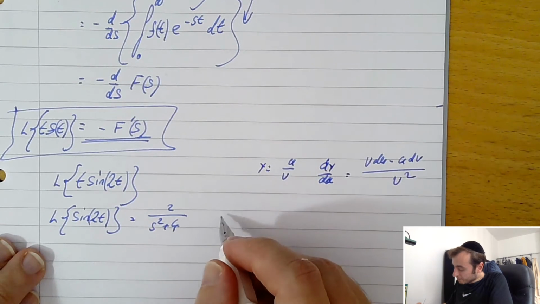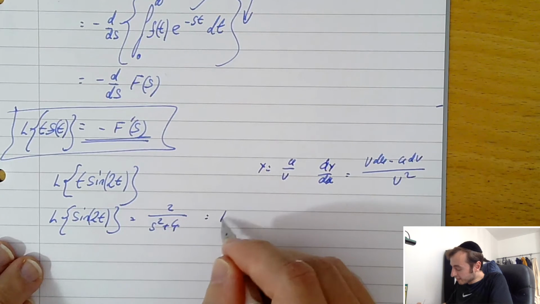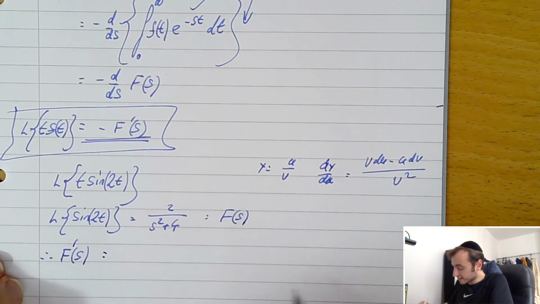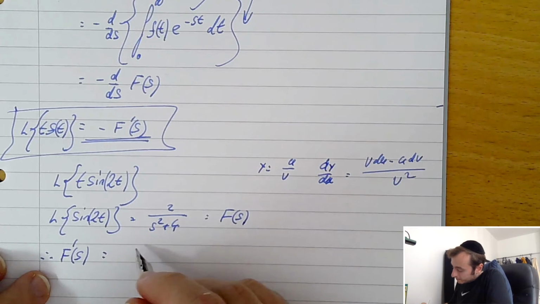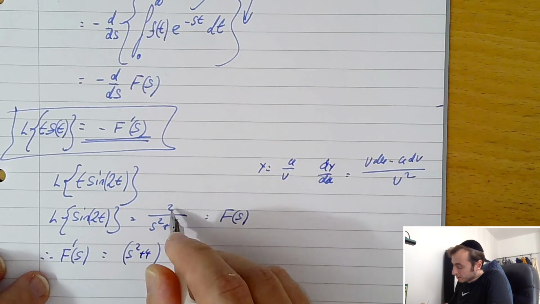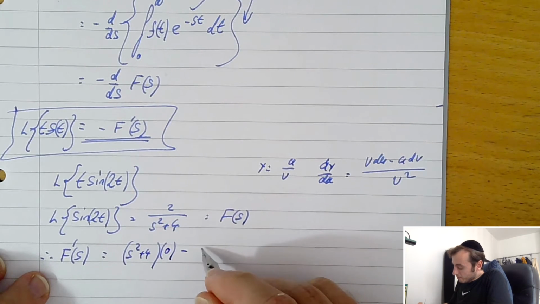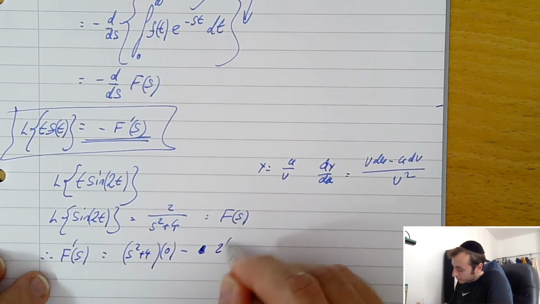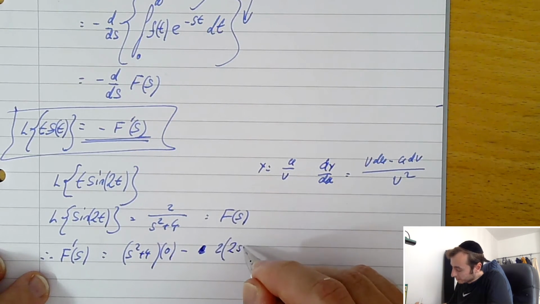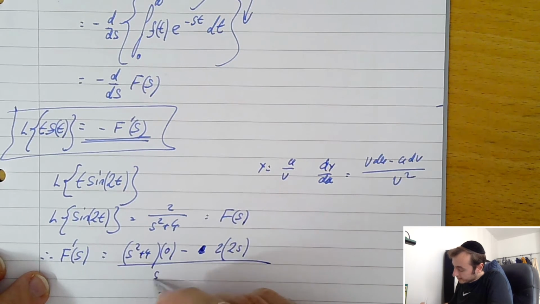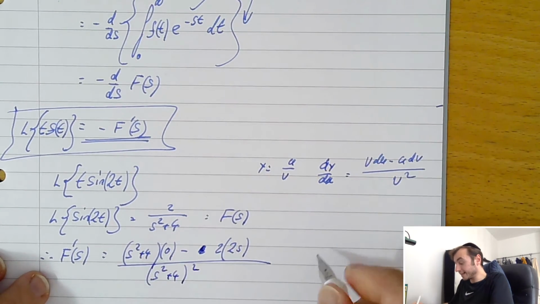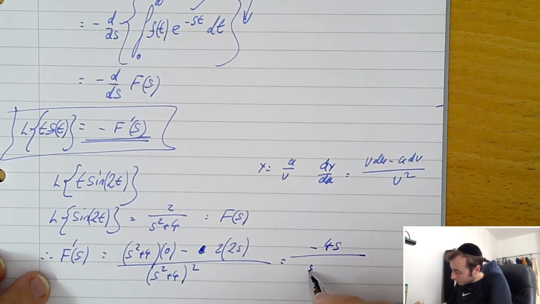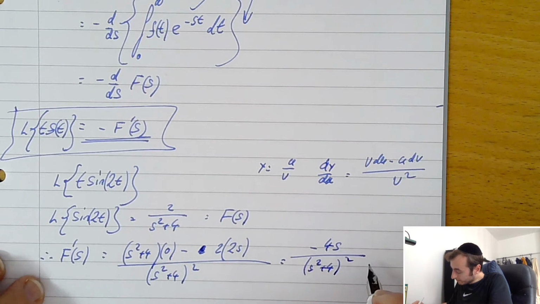So I'm going to use that here, and remember this is equal to f of s, standard notation. Therefore we can say f prime s is going to be s squared plus 4 times the derivative of 2, which is 0, minus 2 times the derivative of the denominator, which in this case is going to be 2s, all on v squared, which is s squared plus 4 squared. And that's going to be equal to minus 4s on s squared plus 4 squared.